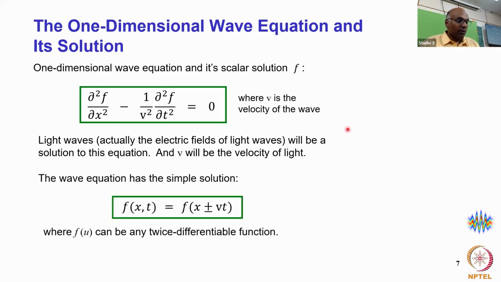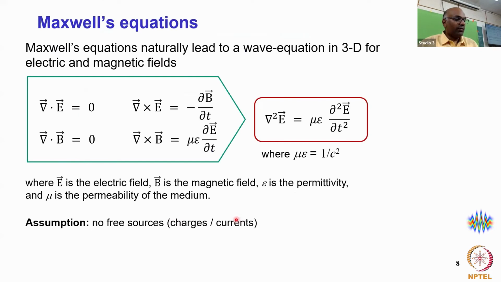And the solution to this equation has the simple form, that is f, which contains two variables x and t, is essentially a function of the type f of x, the spatial variable, plus or minus vt, where v is the speed, it is a scalar, it is the magnitude of a quantity, so it is always positive. And the minus sign here denotes or corresponds to a wave propagating in the positive or increasing x direction, and the plus sign corresponds to a wave propagating in the direction of decreasing x. Of course, this function needs to be twice differentiable.